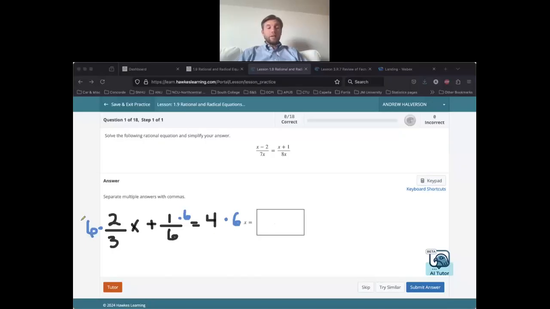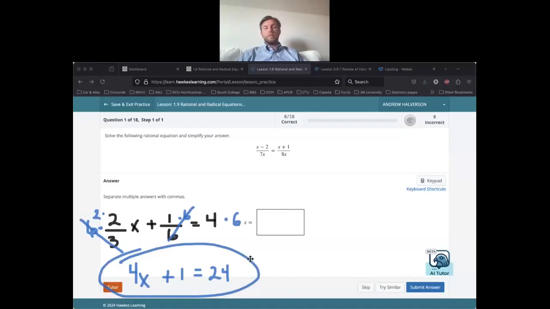Because what happens? Those are going to cancel to leave a 2 behind, so that becomes 4x. These are going to cancel to leave the 1 behind. And then on the right side, 4 times 6 is 24. Well, look at that. Fractions are gone. So the moral of the story, the thing to recall from earlier in the course, is when you have a fraction, multiply by the common denominator.